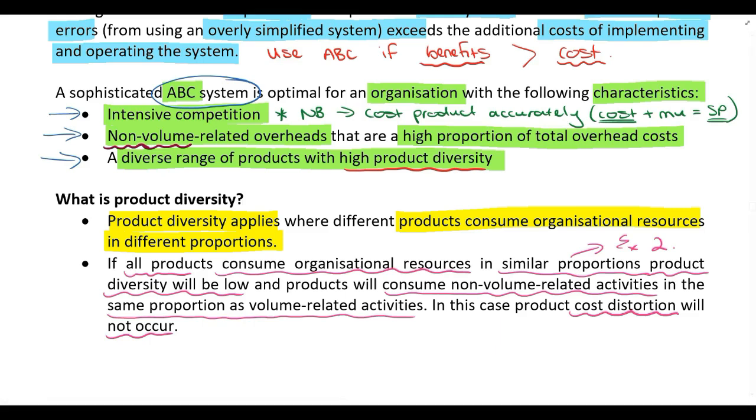Okay, so that seems very difficult if you haven't looked at an example yet, but in our example we saw, because they used company resources in similar proportions, cost distortion did not occur. The company can then use traditional costing and they don't have to worry about incurring the costs of setting up an activity-based costing system.